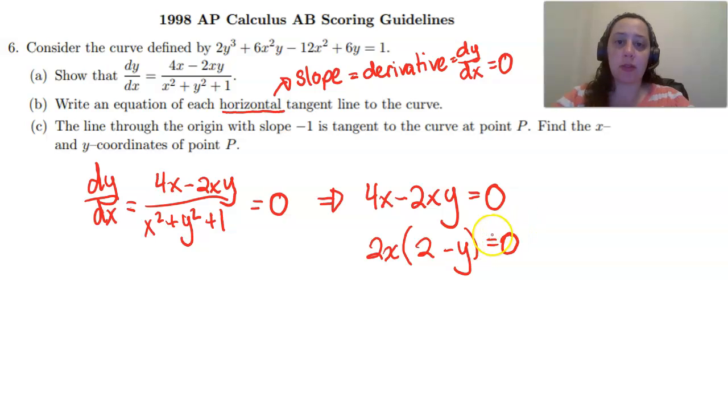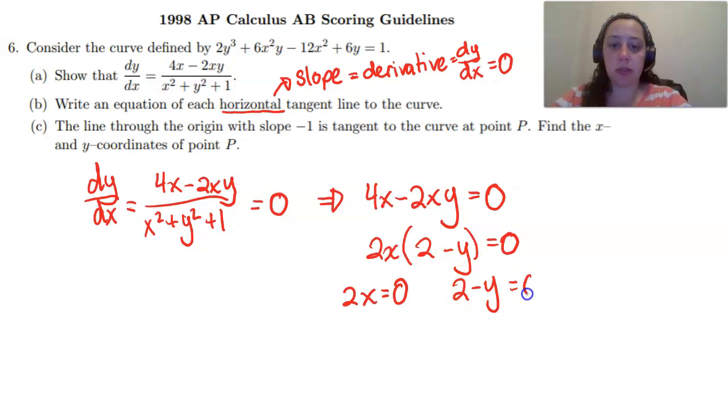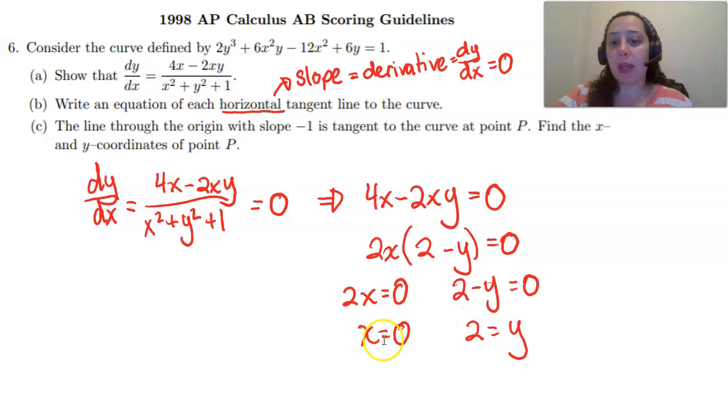So now we have two factors that equal 0. So we can say 2x equals 0 and 2 minus y equals 0. So we can divide by 2 on both sides and we get x equals 0. Or if we add y on both sides, we get 2 equals y. So now we have an x value and a y value, but they're not for the same point.